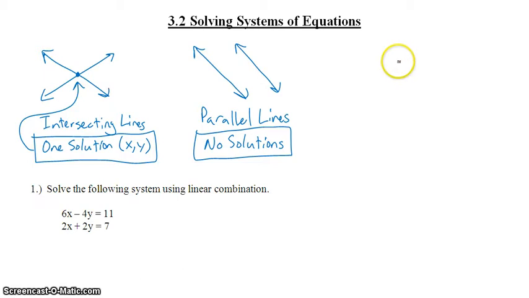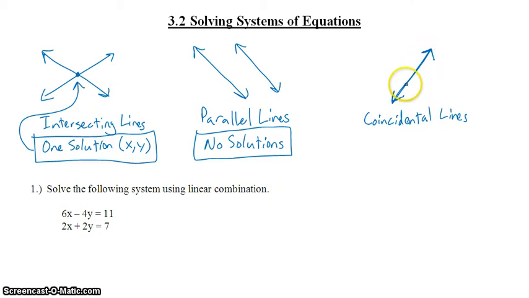The third way that lines can relate to each other. Two lines could be right on top of each other. It's tough to draw two lines right on top of each other, so I'm just going to draw two lines on top of each other. When two lines are on top of each other, they're known as coincidental lines. Co means together, incident means happening. Coincidental means together, happening at the same time. Two lines right on top of each other.